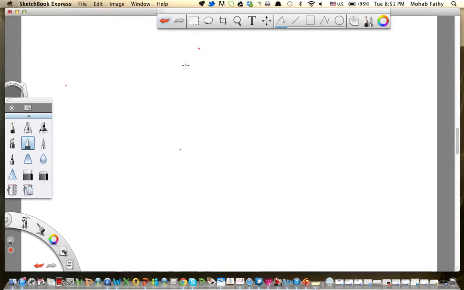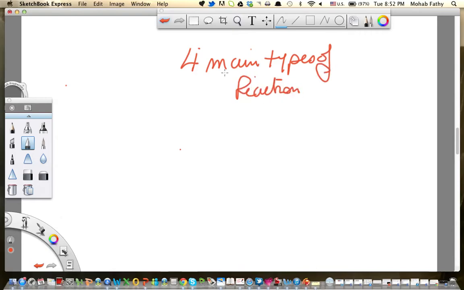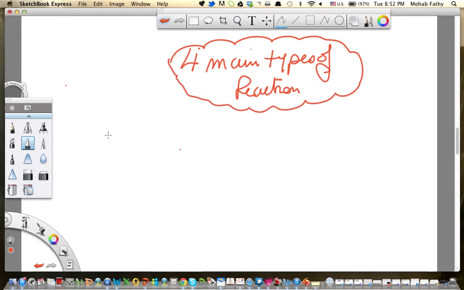First of all, we have four main types of reaction. I will give you the four main types in a very fast way. Okay. The first type of reaction is when two elements combine together, and this is called combination reaction.